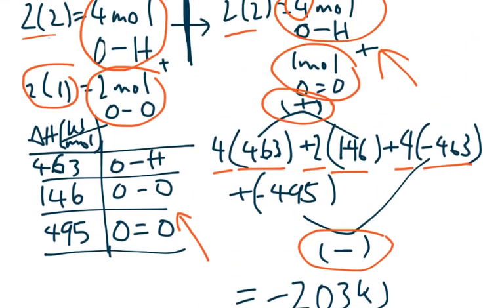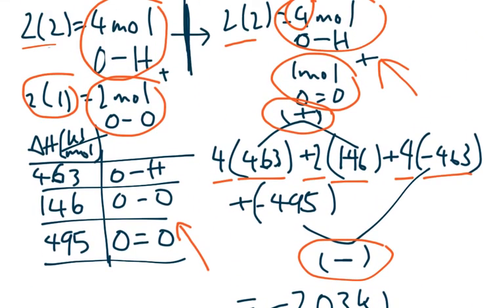So 4 times negative 463 plus 1 times the bond enthalpy for O=O double bonds, but we have to negate it since we are on the product side, so it's a negative number.